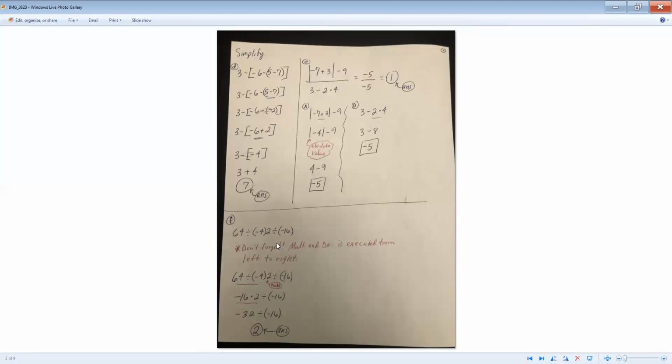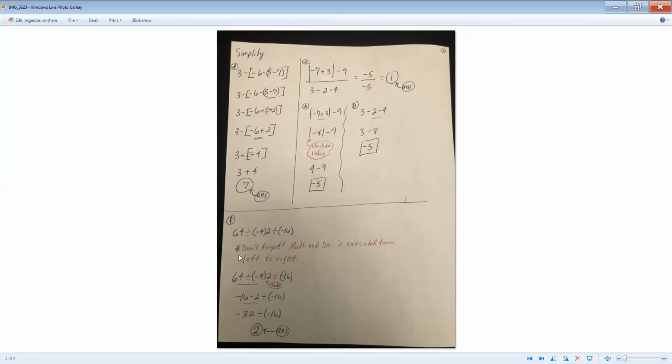Okay, one more. We have 64 divided by -4 times 2 divided by -16. Don't forget, multiplication and division will be executed from left to right. So even though it seems that we should do -4 times 2 first, we're actually going to do division first. We do it from left to right.